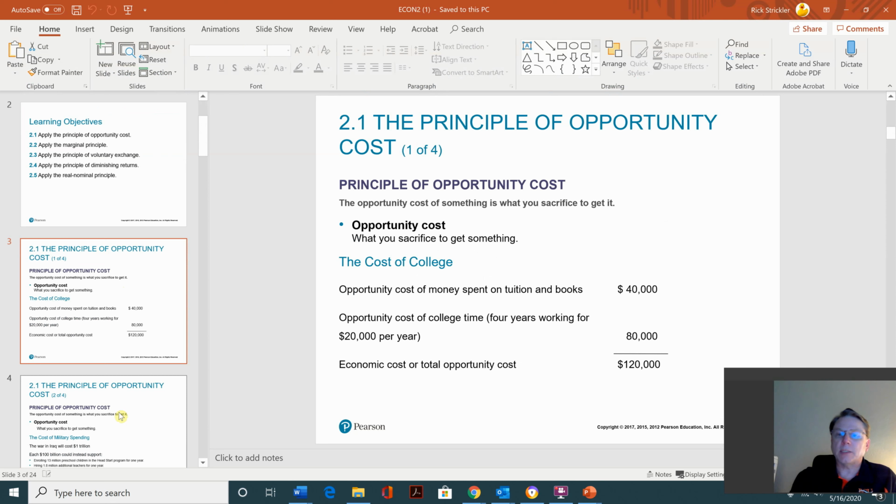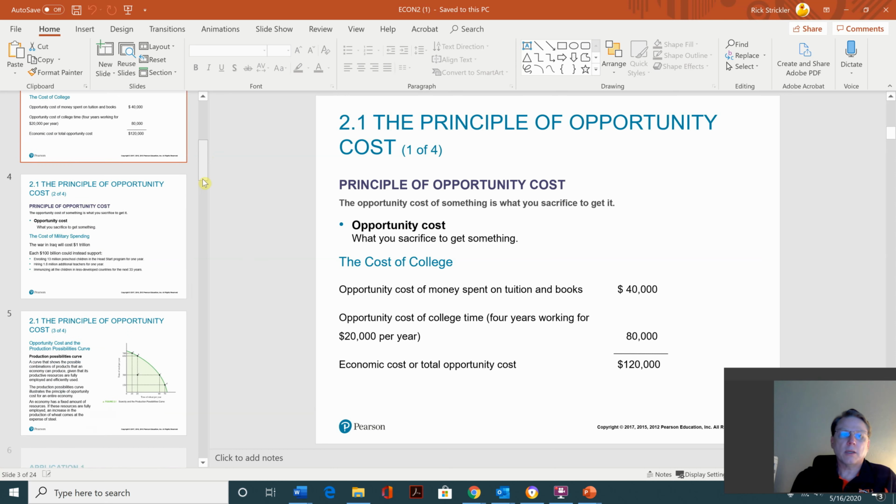Okay, so opportunity cost: what you're sacrificing to get something else. So the opportunity cost of money spent on tuition and books is $40,000. Opportunity cost of college time, 4 years working for 20,000 a year, is 80,000. So economic cost, or total opportunity cost, is $120,000.